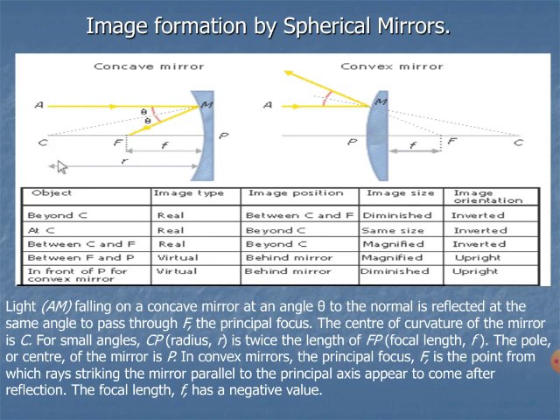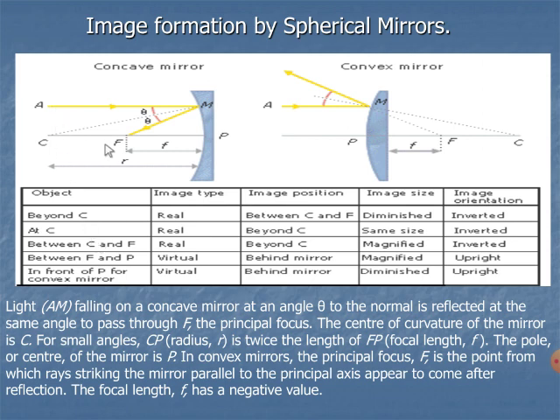So what will be the nature? Object at center of curvature, image will also be at center of curvature. And the nature of the image will be what? It will be real, inverted and of the same size. Got it? Same size means the image size will be equal to the size of the object.